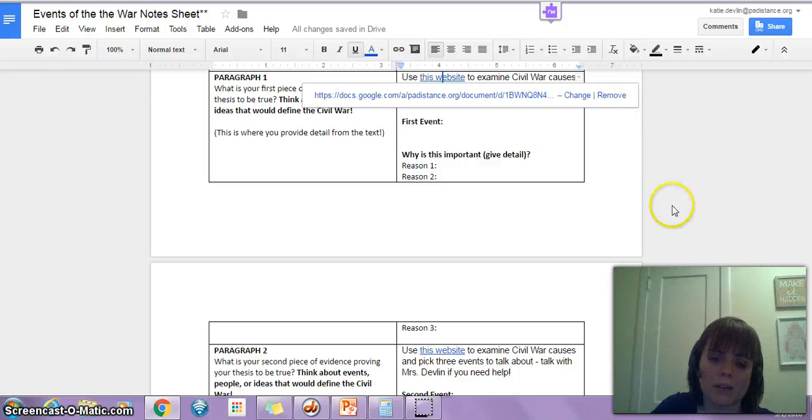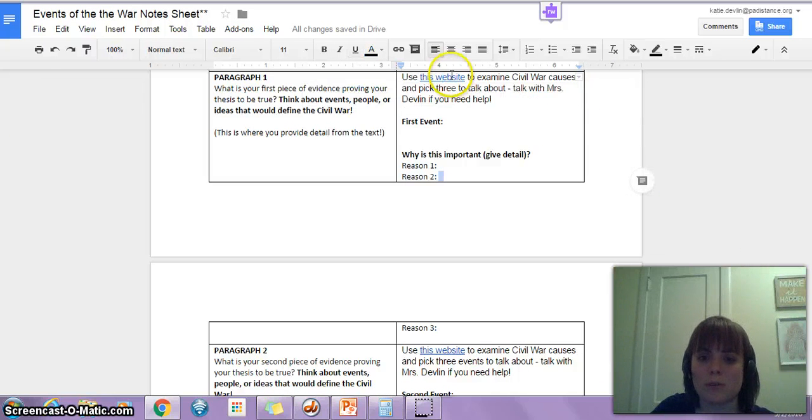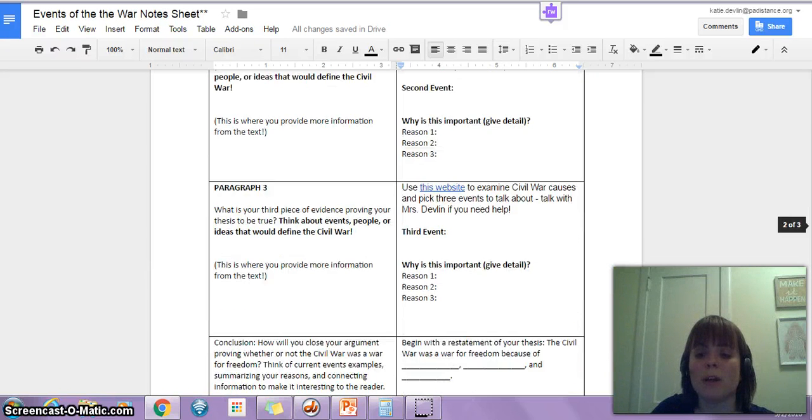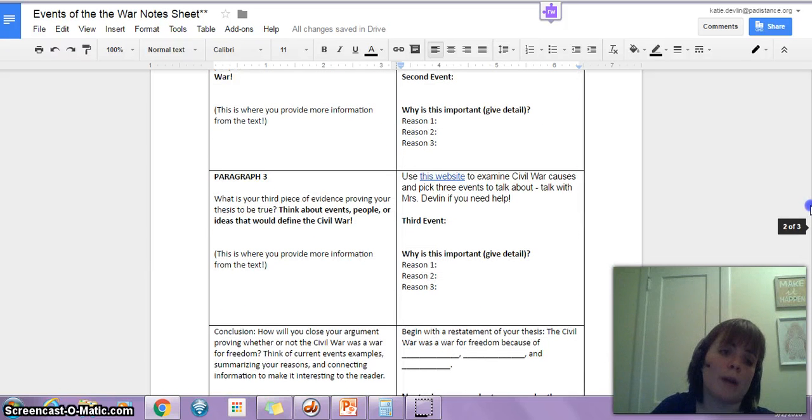So if we go back to our notes page, you have to use the website to pick a cause, write it in the first event, give me details about that event. You're going to do that for all 3 of those paragraphs. This is your outline here, guys. You're going to then take that outline and write your assignment out of it. So I've included your outline here to help you out. I'm happy to answer any questions you have. This outline is due tomorrow, okay?